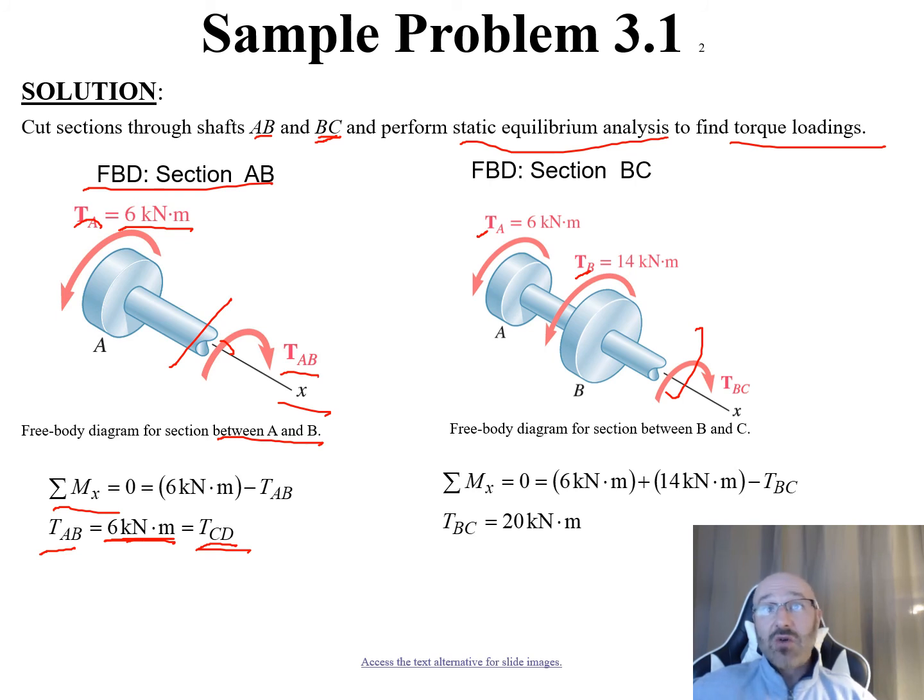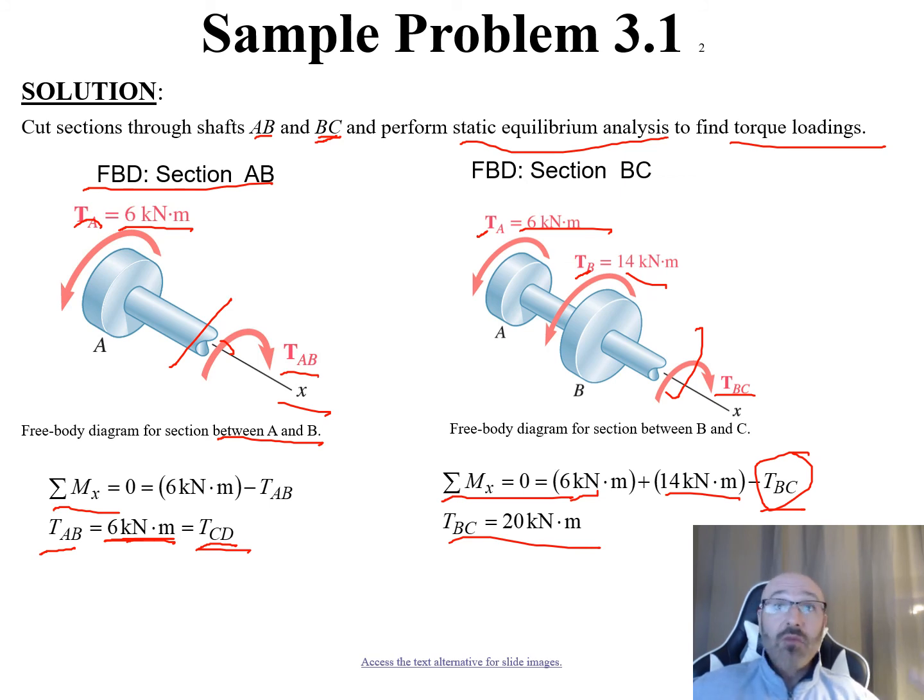Then I'm going to have my torque at BC, which is going to be going clockwise, the opposite direction for our right-hand rule right there. So we say the summation of moments in our x direction is equal to 0. Well, we have a positive 6 kilonewton meters and a positive 14 kilonewton meters, minus, this is negative, going clockwise compared to counterclockwise, our torque at BC. This is all equal to 0. We can rearrange our only unknown, one equation, one unknown, our torque at BC. Torque at BC is equal to 20 kilonewton meters.